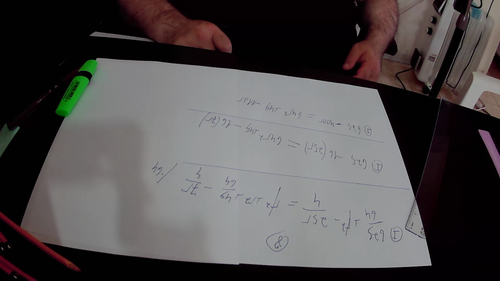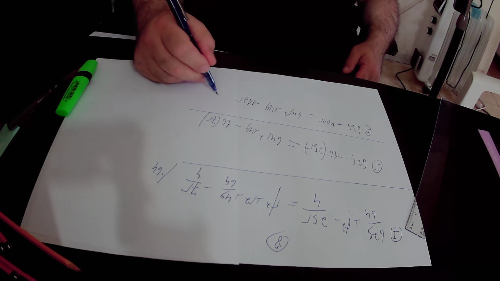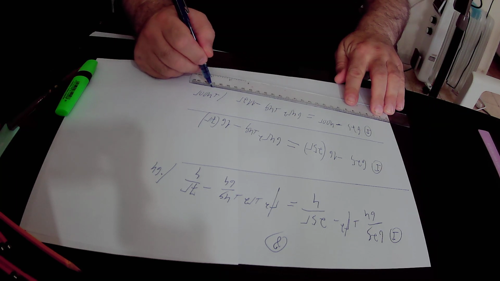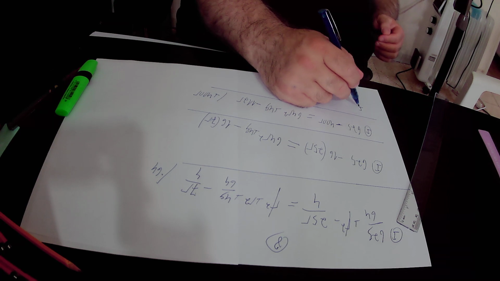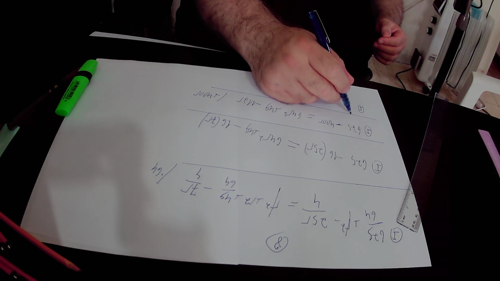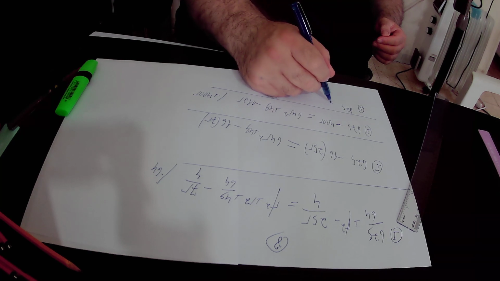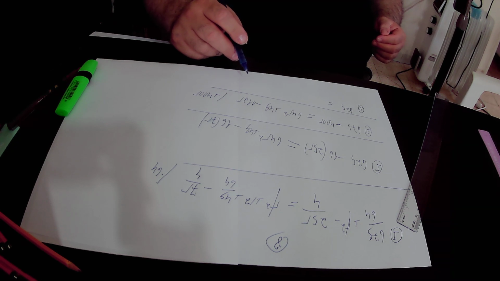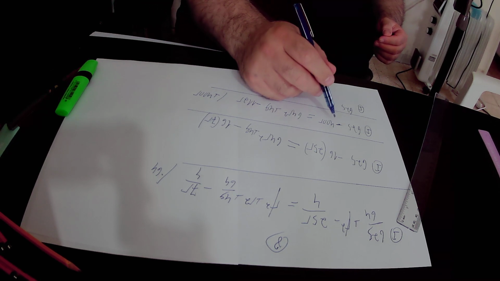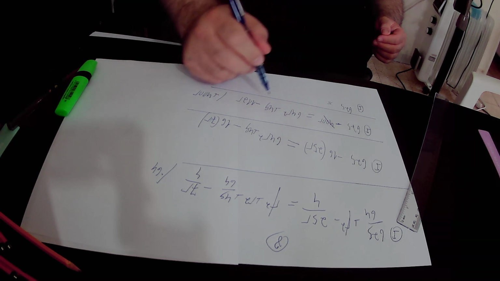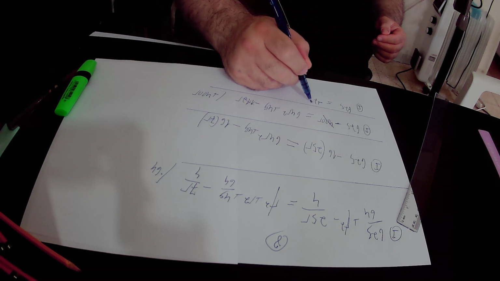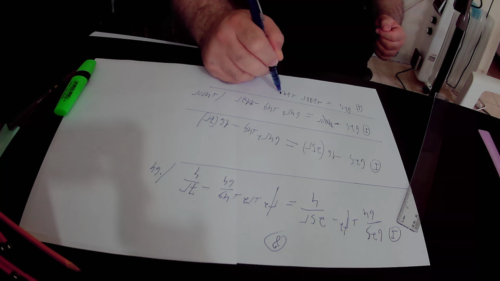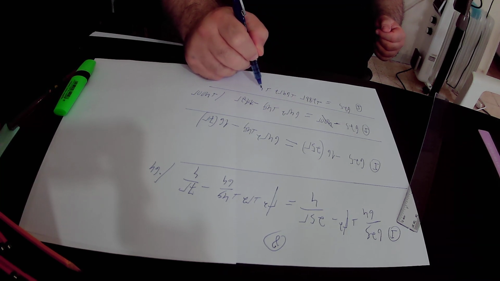So here we will add 400r to equation number 1, and we will get that, according to equation number 1, 625 equals 400r minus 112r, which is plus 288r, plus 64r squared plus 49.